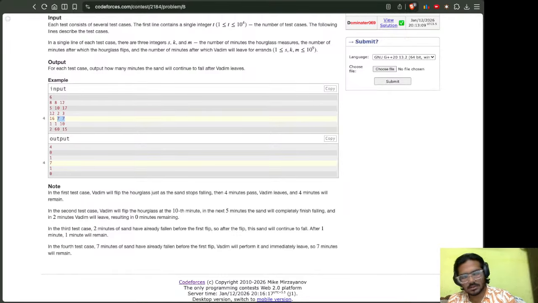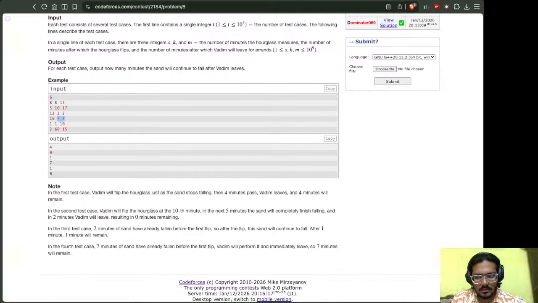So applying this formula to 16 and 7. I have 16, every 7 minutes I flip. 7 divided by 7 is 1. That means it's an even occurrence, right? Even occurrence.